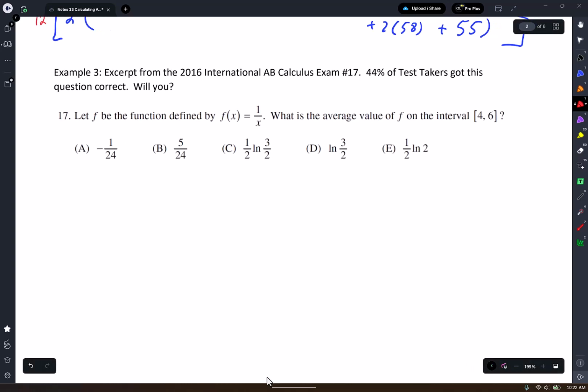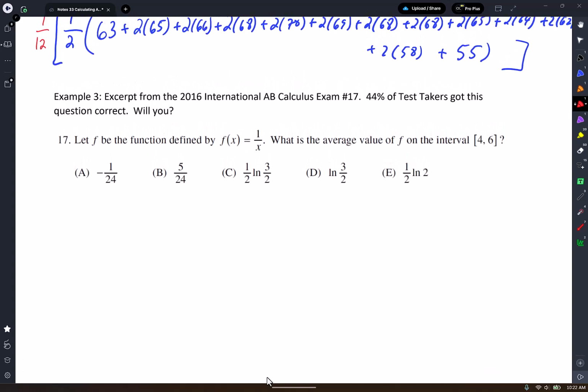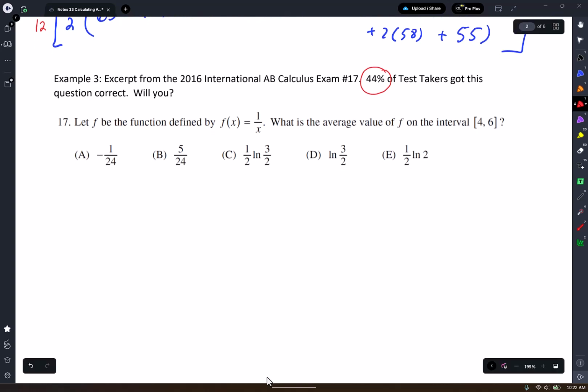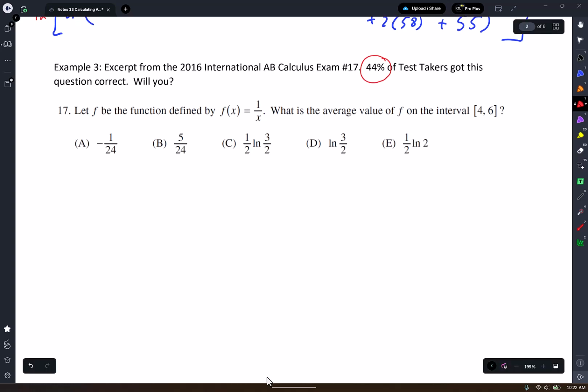All right, look at this, guys. And by the way, these kids had the whole year. This is from the 2016 international exam. Only 44% of test takers got this correct, and that's with the whole year to prepare. Do you guys want to give this a shot and see if you can get it correct with what little we know? Okay, no calculator. Take a 2-minute head start.